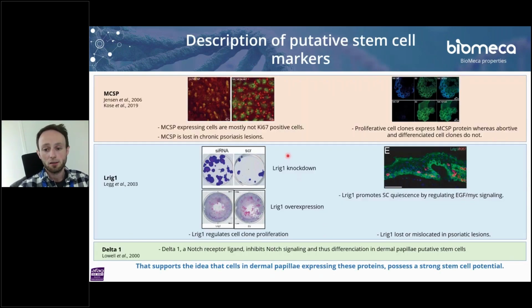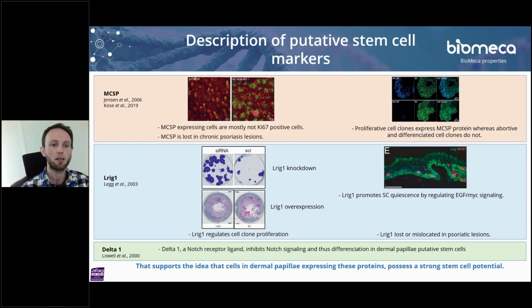Some functional analyses have been performed in order to identify the function of these proteins that could identify stem cell population. So it has been shown that in the interfollicular epidermis, cells that express the MCSP protein also express a higher level of beta-1 integrin, as you can see here in the cluster in yellow, compared to cells that do not express MCSP protein, but only express the beta-1 integrin, as you can see in the cluster of cells only in red.